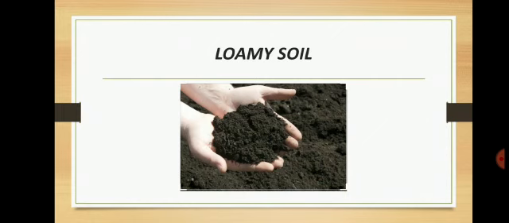Sandy soil is loose, light and non-sticky, whereas clayey soil is compact, heavy and sticky. Sandy soil is less fertile, whereas clayey soil is comparatively more fertile. So, this is all about today's discussion. I have discussed the composition of the soil and the types of soil. I hope all of you have understood today's lesson.